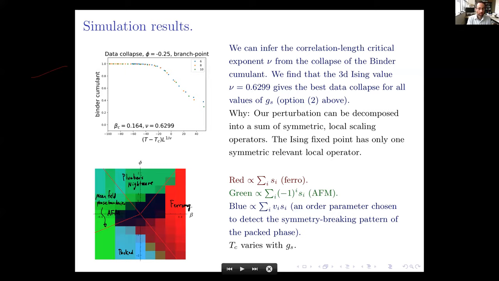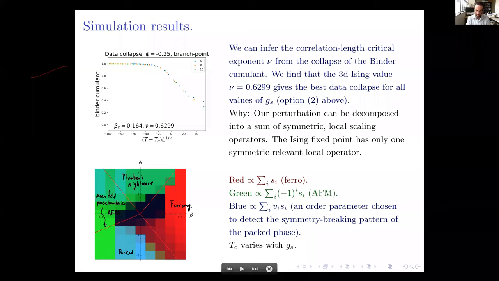So here's a sort of cartoon phase diagram. In red are the mean field phase boundaries for the branch point resolution. And what I'm plotting here is a clever data visualization idea that Nabil had. The amount of red is the intensity of the ferromagnetic order parameter. The amount of green is the intensity of the anti-ferromagnetic order parameter. And the amount of blue is an order parameter that we designed to detect the symmetry breaking pattern of the packed phase. And it has some overlap with the Plummer's nightmare phase as well.